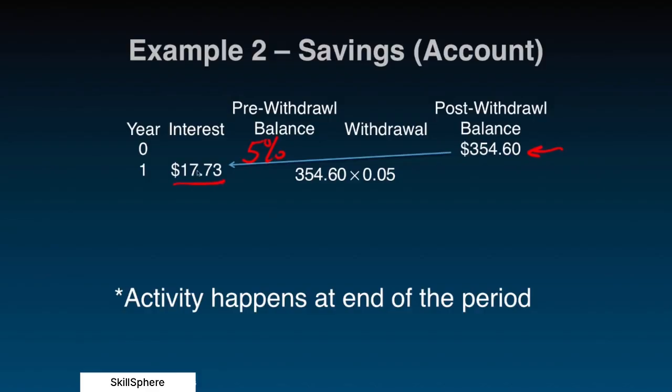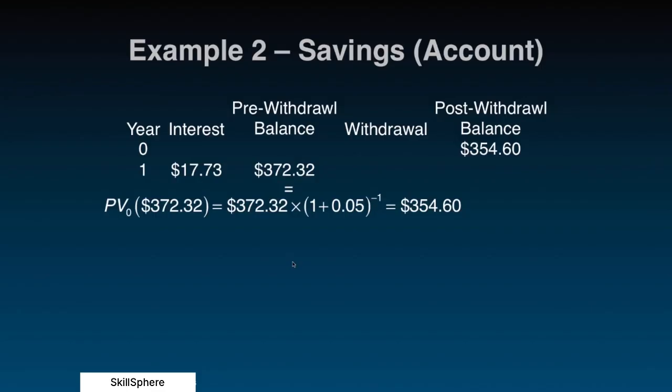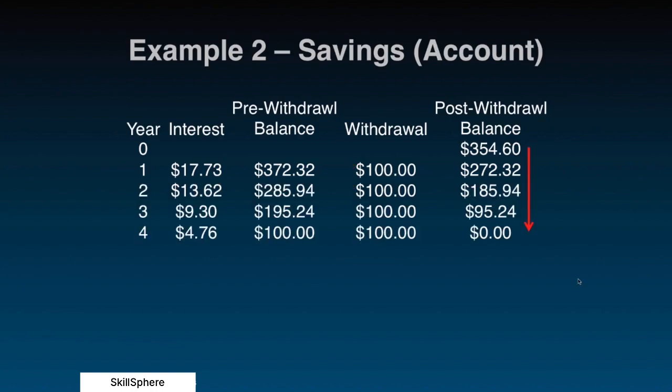Okay, so I earn my interest, which is the $354.60 times the 5%. That's going to give me a pre-withdrawal balance of the initial balance plus the interest. But notice that the present value of this 372.32 is just our initial balance, our 354.60. I'm going to pull out $100. That's going to leave me with 272.32 after the first year. And if we continue this process for the next 3 years, 2, 3, and 4, what we see is we're going to exactly offset or exactly exhaust the funds in the account.